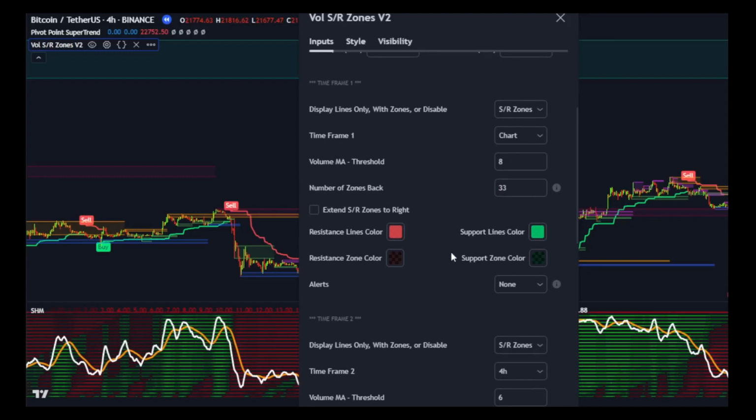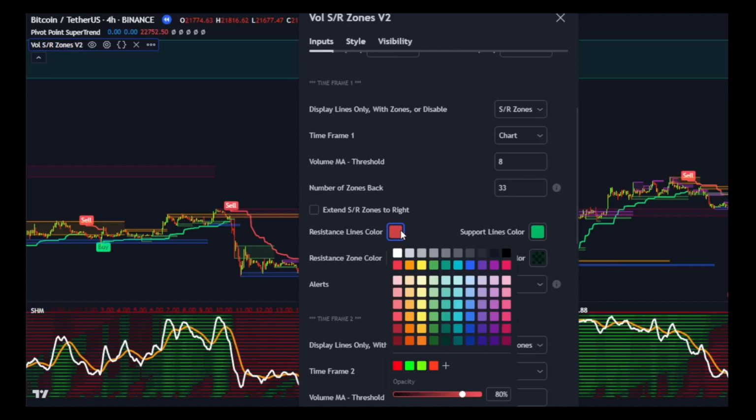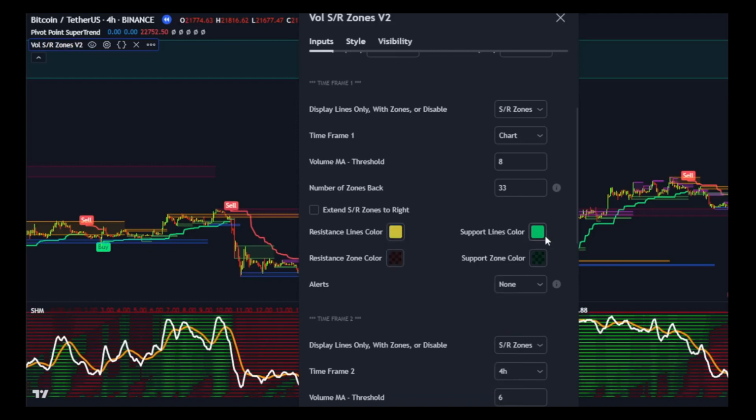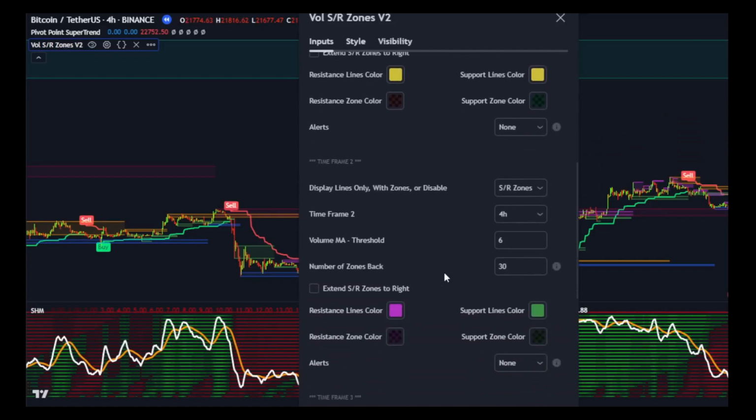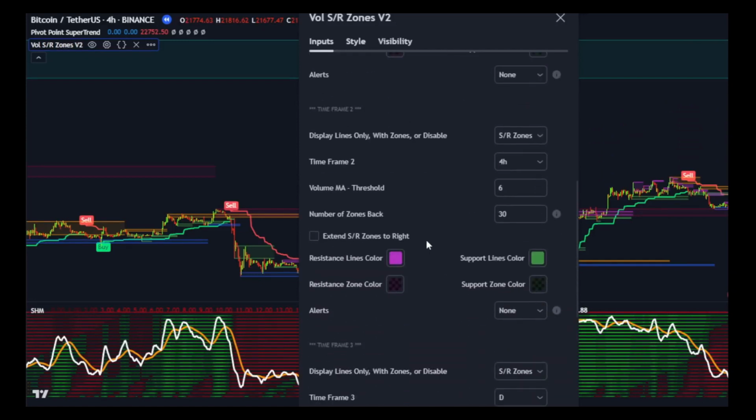For the color of the supports and resistances of each time frame that this indicator gives us, it is important to choose a different color. For our current time frame we are going to choose the color yellow. Now we go to time frame 2. Here we are going to put twice our current time frame, that is, 8 hours.